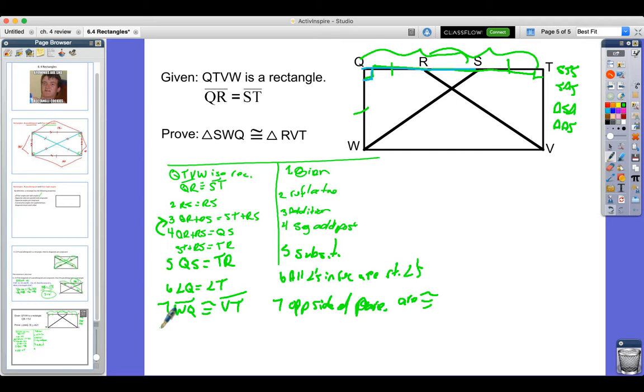So now we can go straight to our conclusion. We're going to say that our proof, triangle SWQ is congruent to triangle RVT. Why? Because side, angle, side. We showed a side, an angle, and a side congruent to a side, an angle, and a side of the other triangle. I know this seems pretty crazy right here.